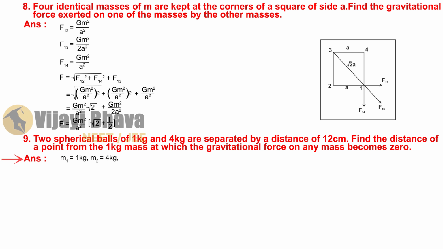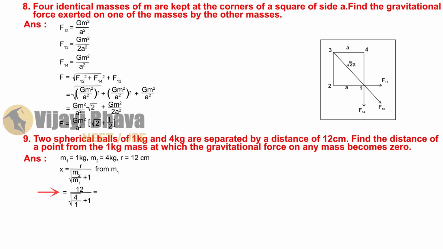The distance between the bodies r is equal to 12 centimeter. The distance at which the resultant gravitational force becomes 0 is given by x is equal to r by root of m2 by m1 plus 1. So x is equal to, the distance is 12 centimeter. So let us take 12 by root of 4 by 1 plus 1.